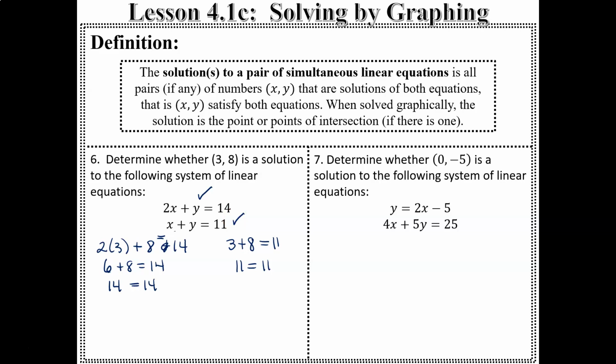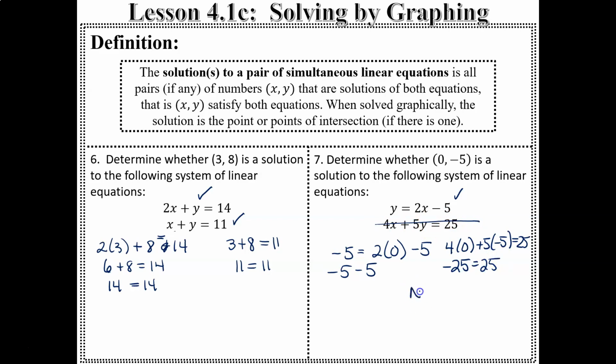Number 7, let's check that. It says determine whether (0, -5) is a solution to the following system. So we're going to plug in negative 5 is equal to 2 times 0. We're plugging in 0 for x, minus 5. So the first one works. Let's try the second. 4 times 0 plus 5 times negative 5 equals 25. So we have negative 25 equals positive 25. So that one doesn't work. So that is not a solution to that system. Not a solution.